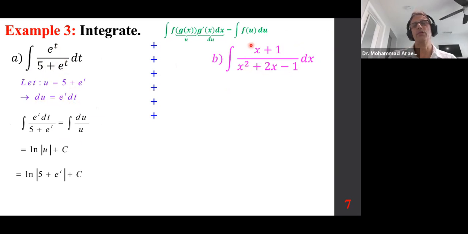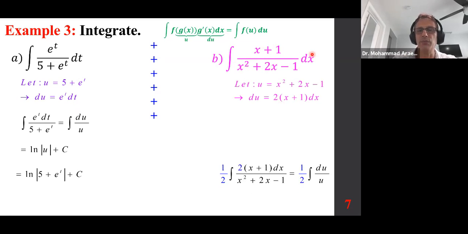Same thing here. We want to try to differentiate, to simplify. We cannot. If you choose the denominator to represent u, its derivative is 2x plus 2, and the numerator is almost that. What is missing? A factor of 2. Anytime a number is missing, it is not a problem. We can multiply and divide by it.